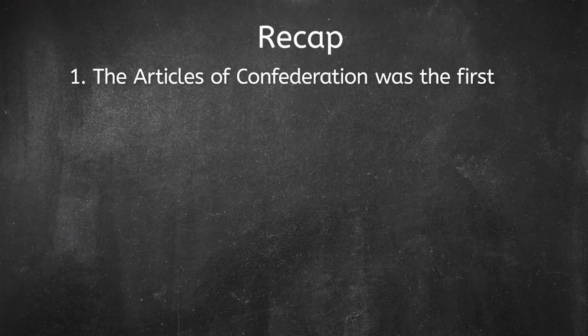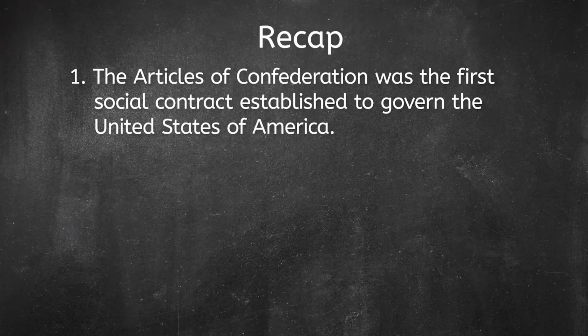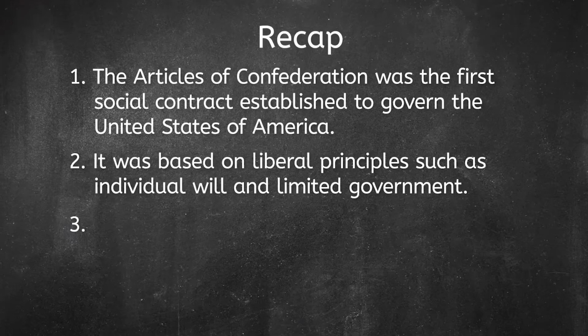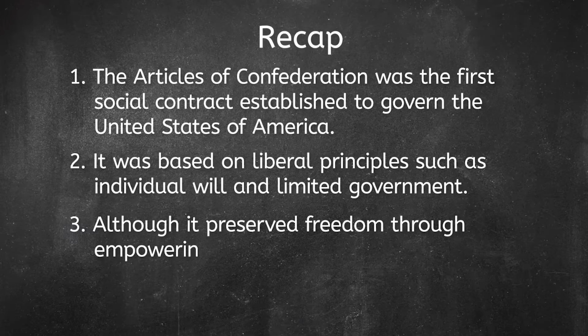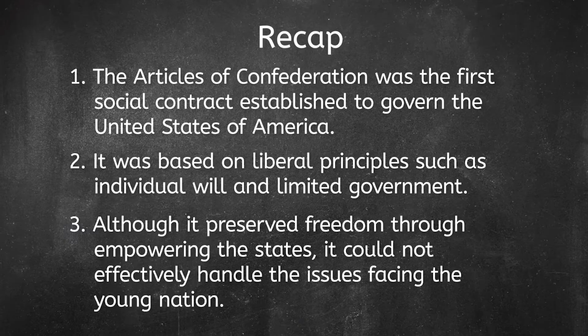Let's recap. Today we learned that the Articles of Confederation was the first social contract established to govern the United States of America. It was based on liberal principles, such as individual will and limited government. Although it preserved freedom through empowering the states, it could not effectively handle the issues facing the young nation.